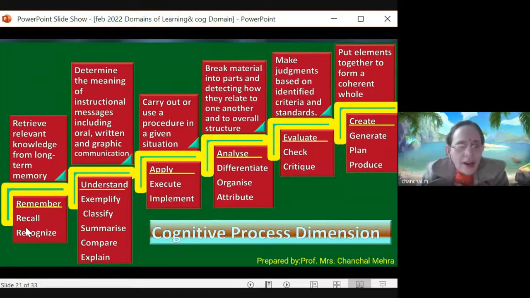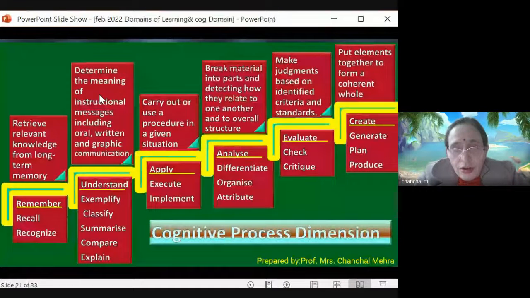Now, once this particular level is achieved, the next higher level is the understand level. By understand level, we mean that the student has to determine the meaning of the instructional messages, including oral, written, and graphic communication. So students on their own must be able to understand the messages which the teacher is delivering either in the class or giving to the students in the form of instructions or handouts, or if there are certain graphs or data available, they must be able to derive the meaning out of that.